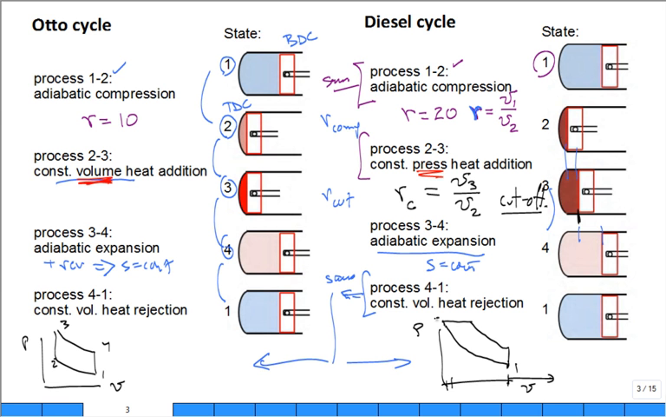So state 1, state 2, state 3, state 4. If you can get the diagrams and then get the TS diagram as well, it'll really help you as we go and solve these problems.